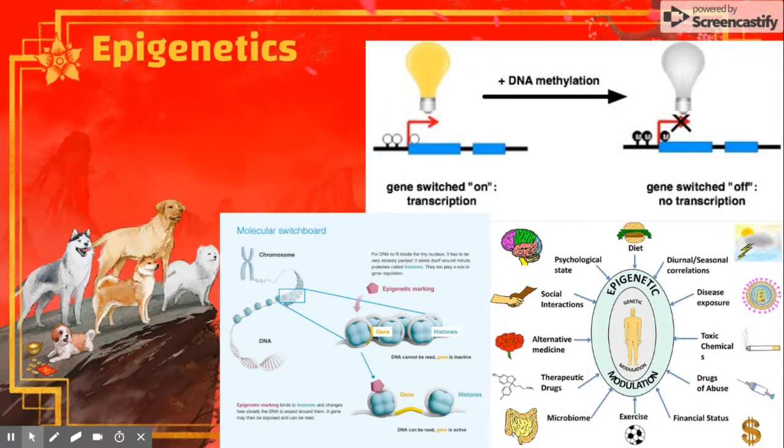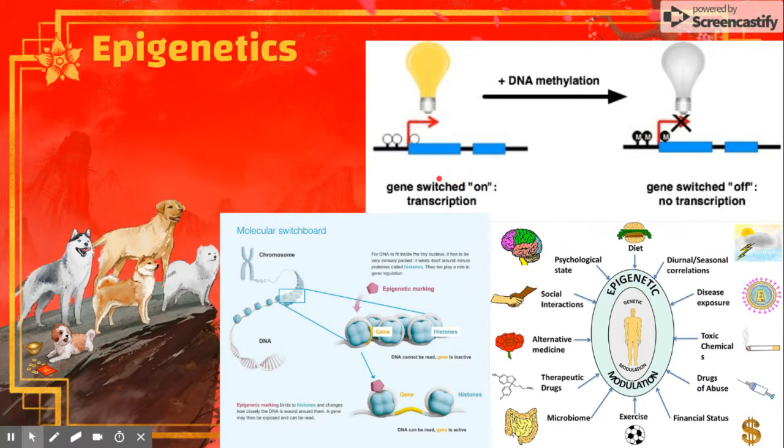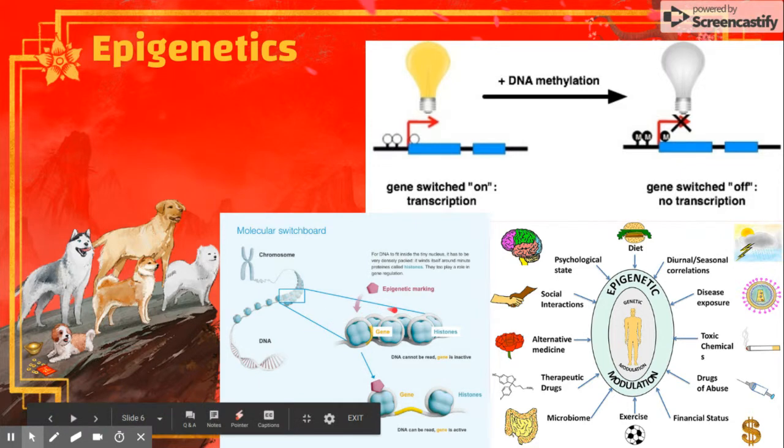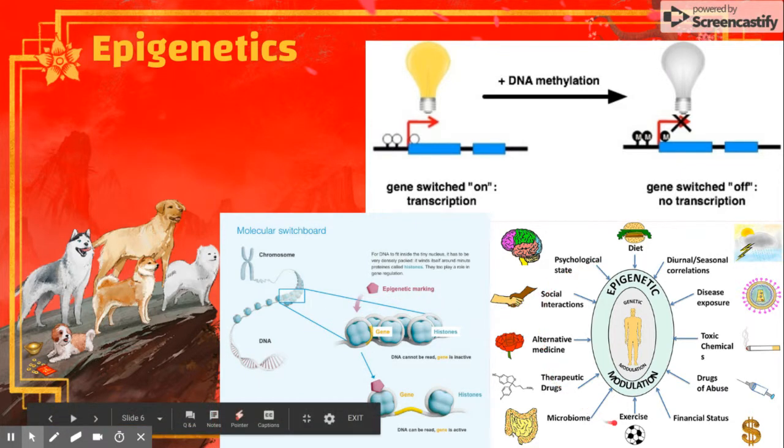Okay, so next thing, epigenetics. Epigenetics is when it's above the genome, right? And that means when we turn genes on or off. When genes are on, they go through transcription. When a gene is off, it does not go through transcription. So you have all of these little molecules on your DNA turning genes on or off. What turns genes on and off are the following.